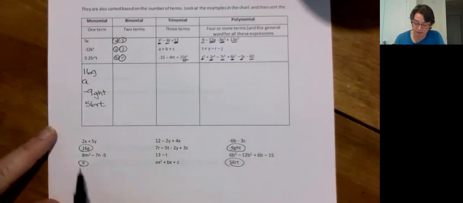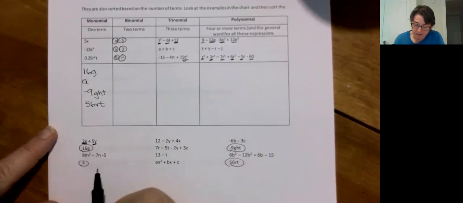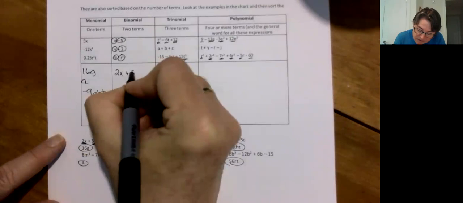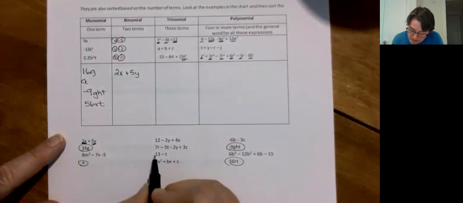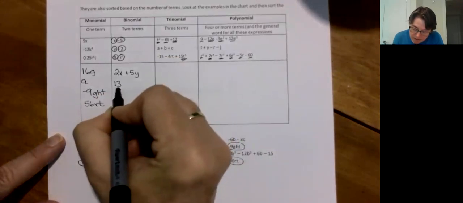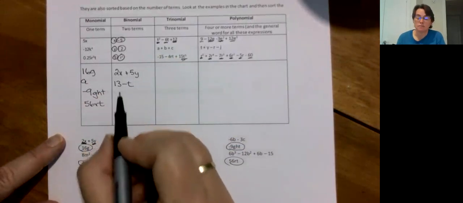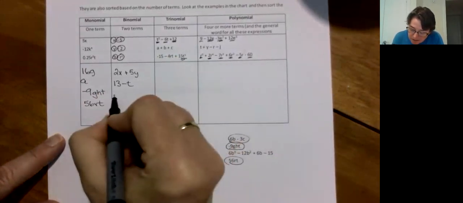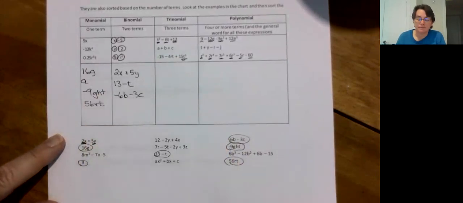Now, we want 2 terms. So you can have 1 and 2. And they'll be separated by either a plus or a minus. So 2x plus 5y. Where's another one? There's one. And it can be 13 minus t. They don't both have to have variables, and sometimes the number comes in front. Whatever. And there's one more. Minus 6b minus 3c. All right. You getting this? It's not hard.